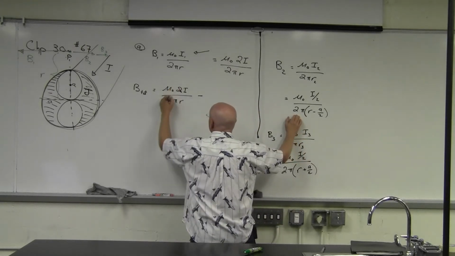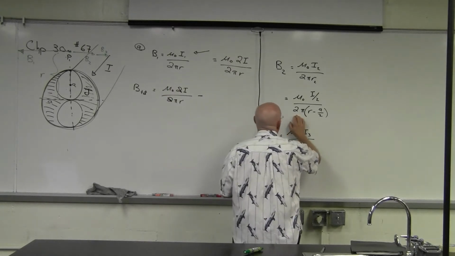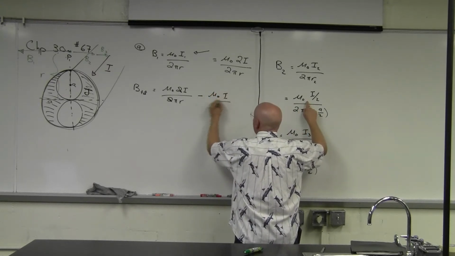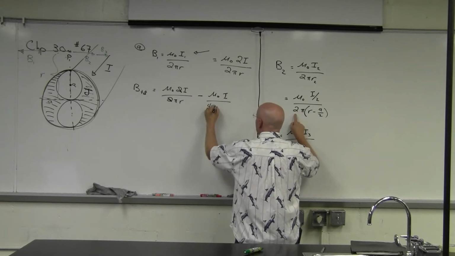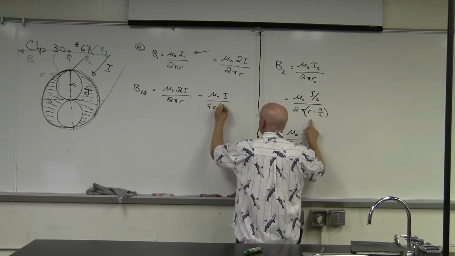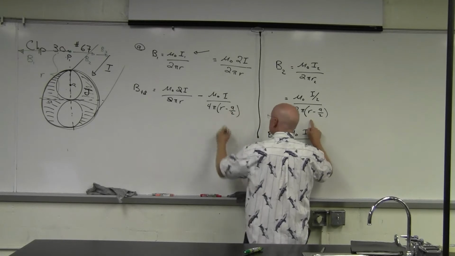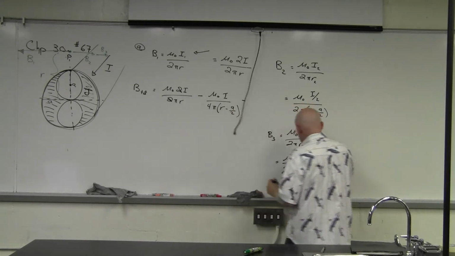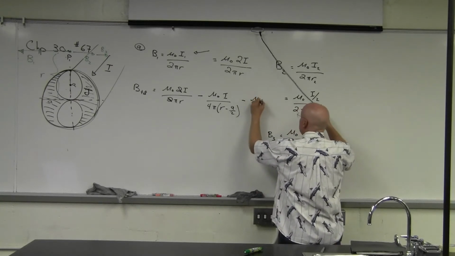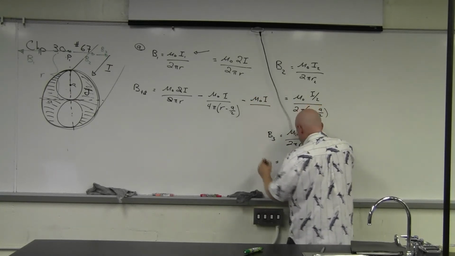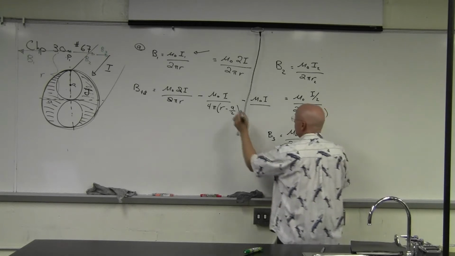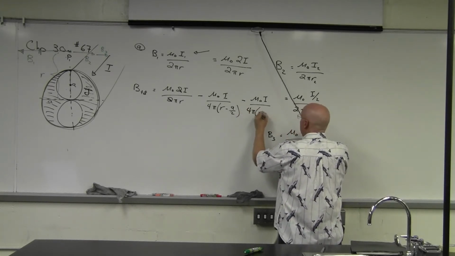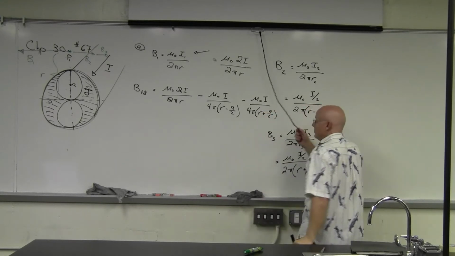And maybe I should have simplified this a little bit. But this is going to be then the mu naught, the I, and that's going to be over a 4 pi. And then this would be an R minus A over 2. And then minus this one down here, which would be a mu naught, an I, and then that 2 and that 2 is going to make a 4 pi. And then this is an R plus A over 2.